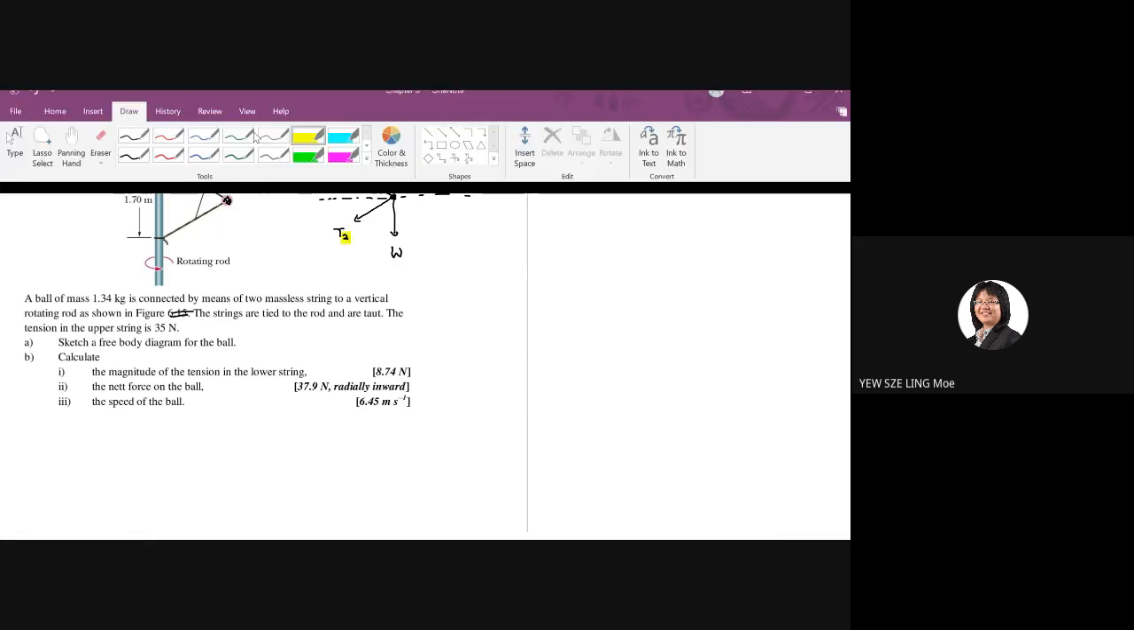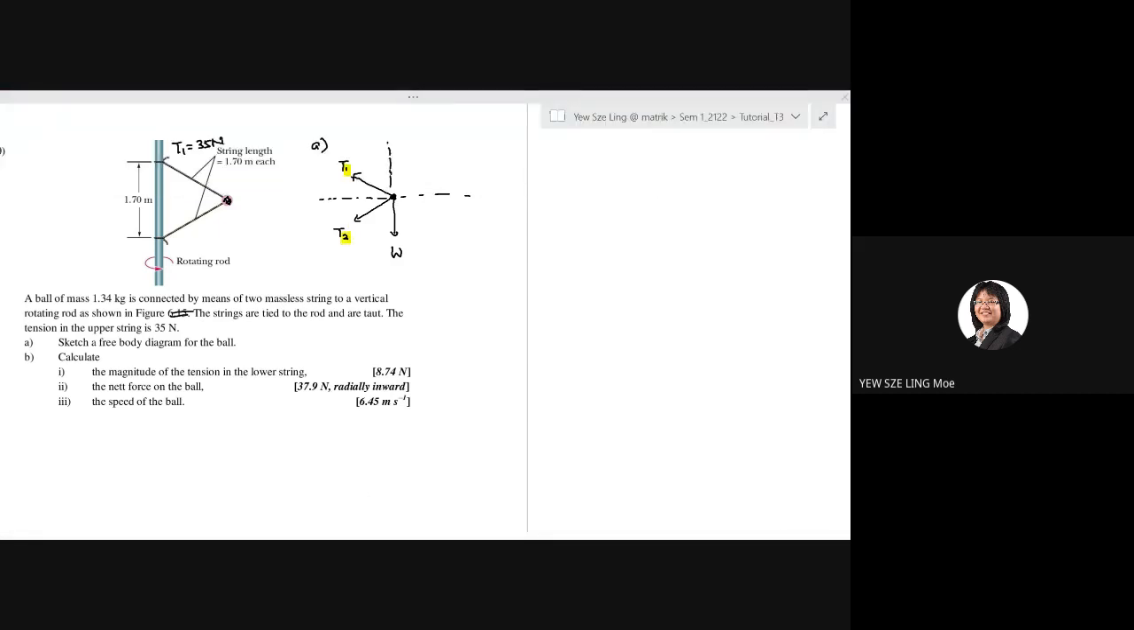Because they don't have the same value, you cannot just leave it as T. So how do I know that they are not the same? Well, if they are the same, then we wouldn't have a W here. The reason I know they are different is because of this W. This W tells me that T1 and T2 are not equal. They don't have the same value. Okay, so the free body diagram, now I have it.